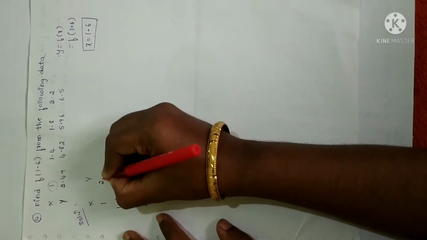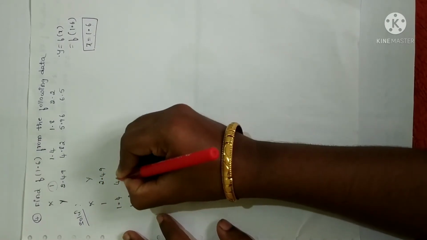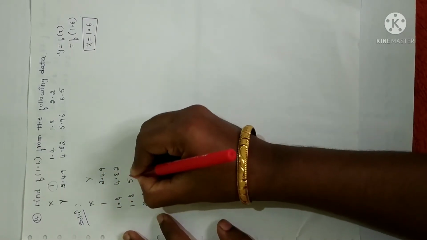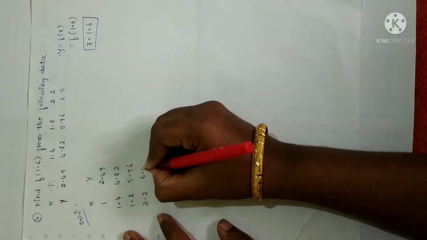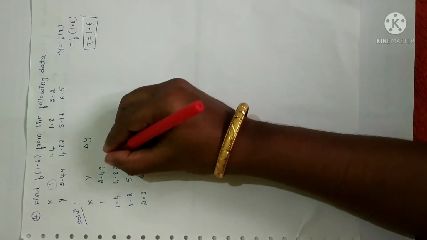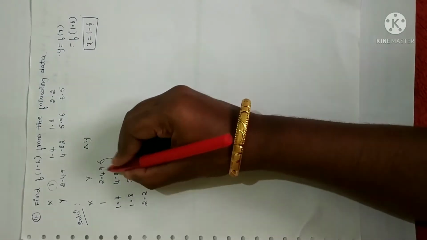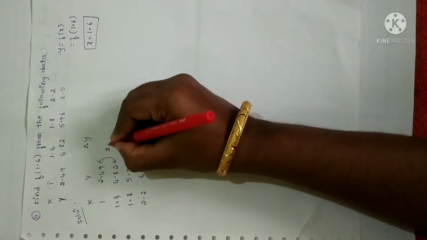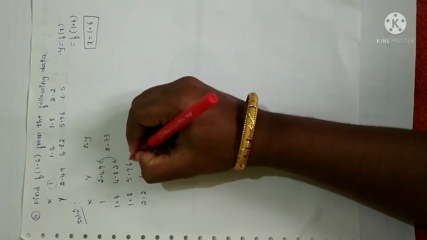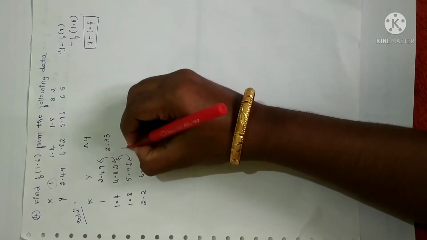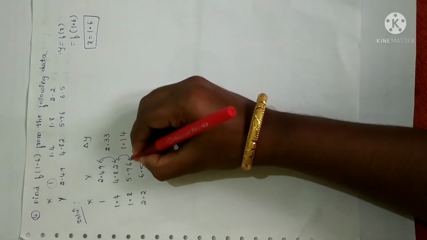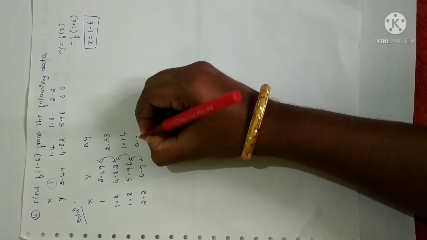So y values are 2.49, 4.82, 5.96, 6.5. Next, first forward difference. As I already told you, first forward difference you have to subtract these two. 4.82 minus 2.49. That will give you 2.33. Similarly, subtract these two values, you will get 1.14. Subtract these two values, you will get 0.54.